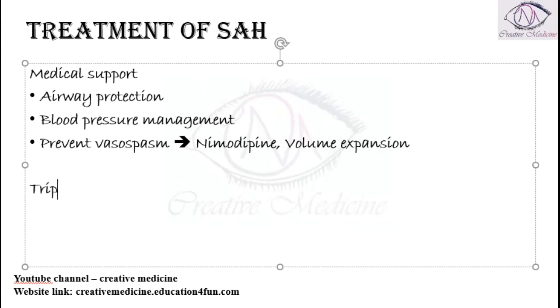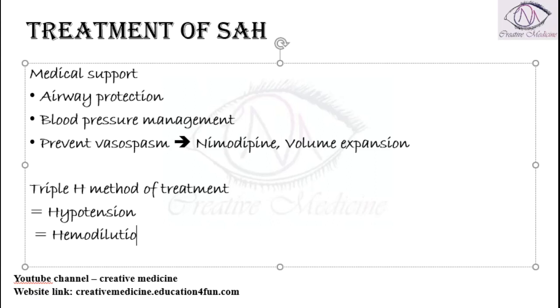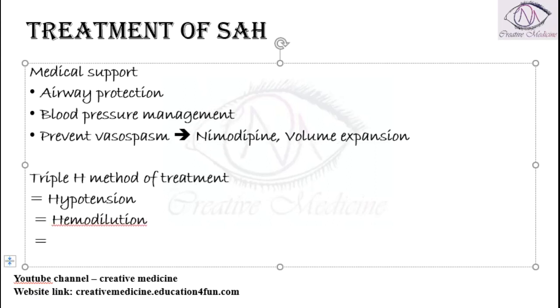Then we also have the triple H method of treatment. In the triple H method, we have hypertension, then we have hemodilution. We will have to maintain hypertension in the patient. Hemodilution should be maintained by giving fluids, and also hypervolemia. Hypervolemia is created by giving fluids. So this is called the triple H method, where we make the patient hypertensive with hemodilution and hypervolemia.